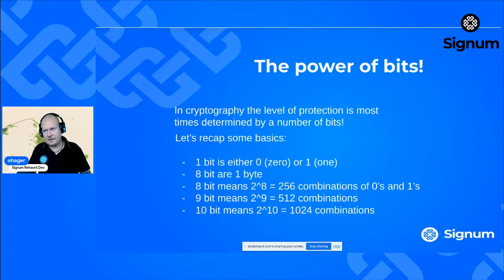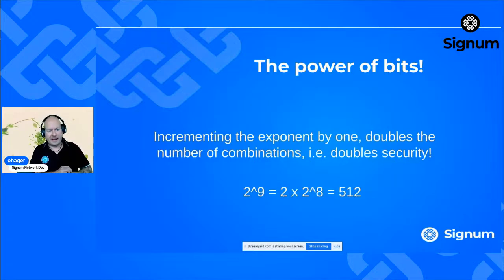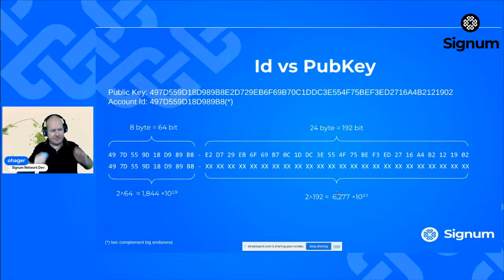That's important because at first many people think, oh, it's just raising the exponent by one. Whoever is not really familiar with that stuff says, okay, nice, but what does it mean? Incrementing the exponent by one doubles the number of combinations. In general, I can say it doubles your security. Here you can see that 2 to the power of 9 is exactly 2 times 2 to the power of 8, which is 512. So that's just to recap that a little bit.